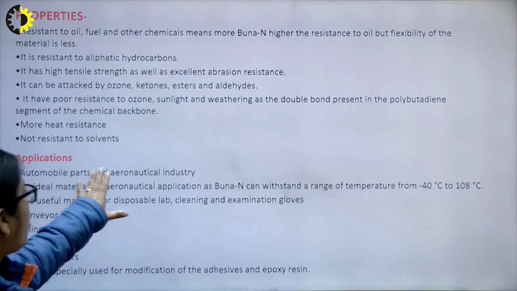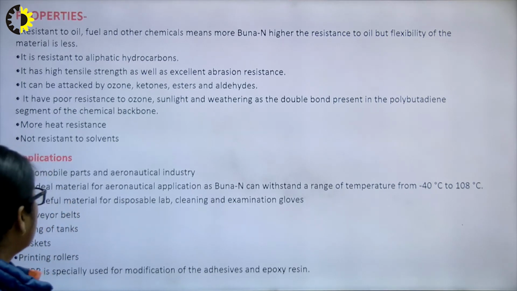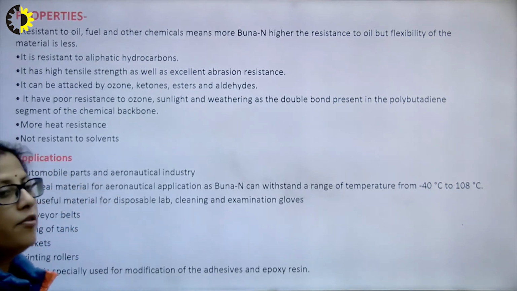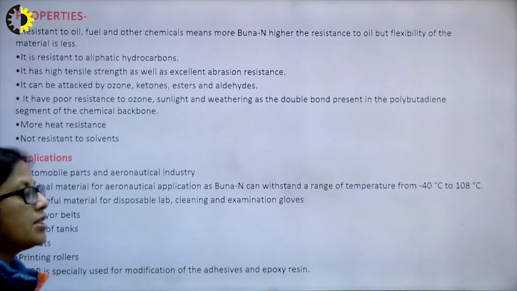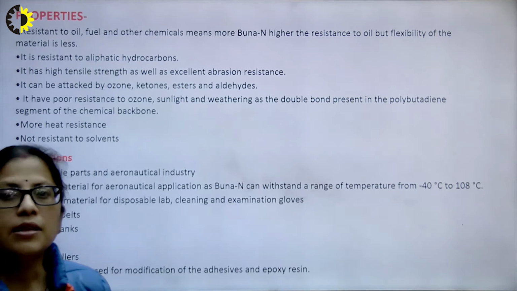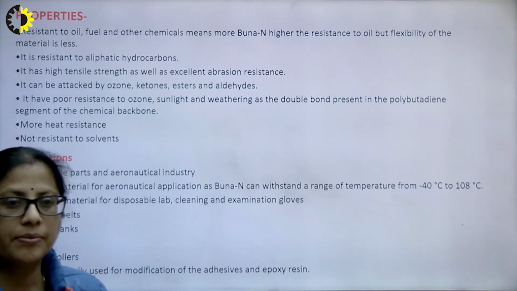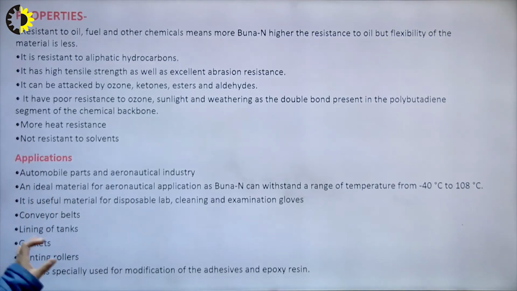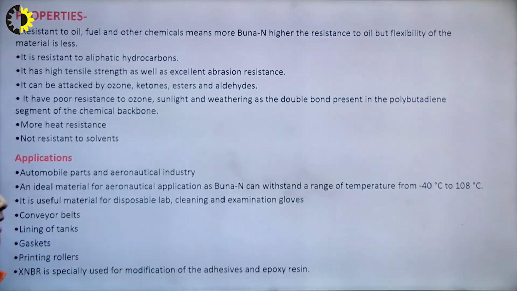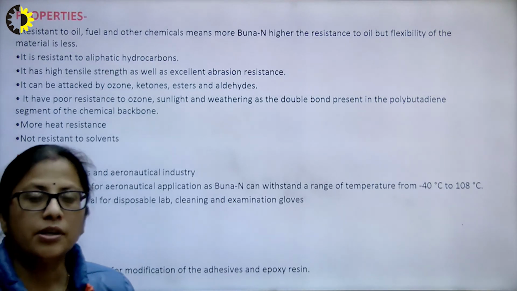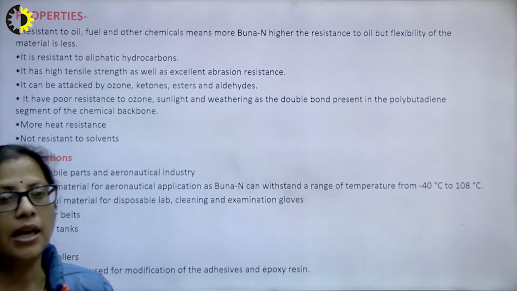It is an ideal material for the aeronautical application, as Buna N can withstand a high temperature range, that is minus 40 degrees centigrade to 100 degrees centigrade. Then Buna N is also a useful material for disposable lab, cleaning and examination gloves. So, I can make different types of gloves from this Buna N.